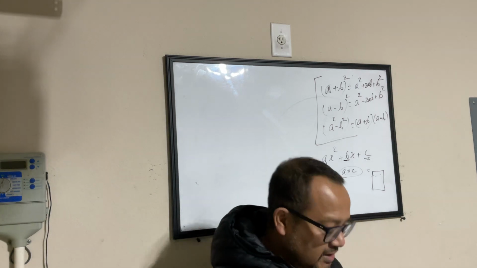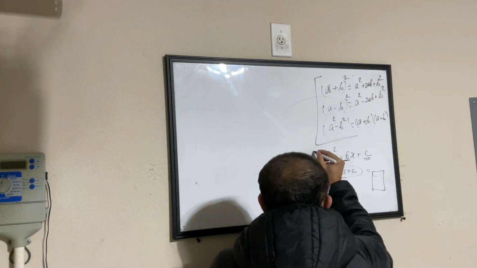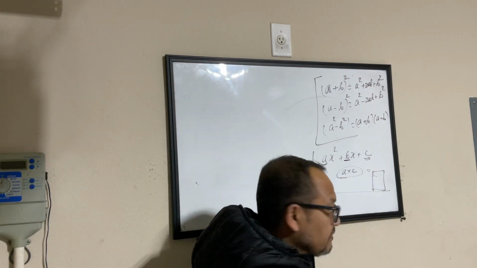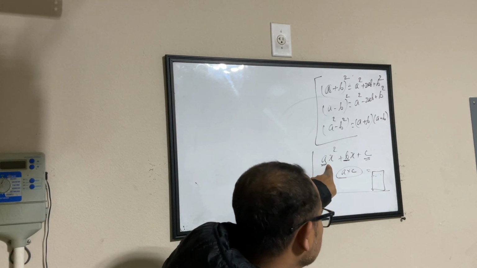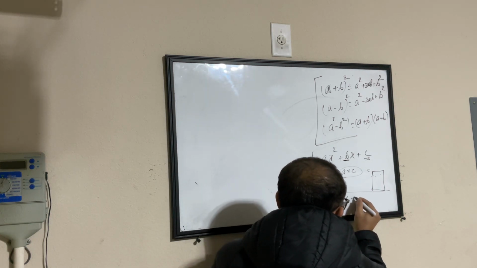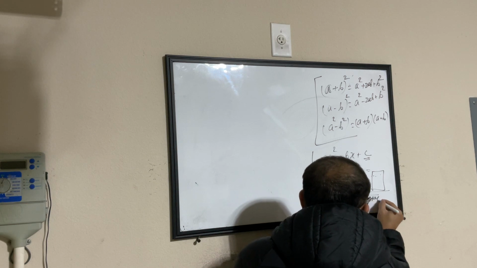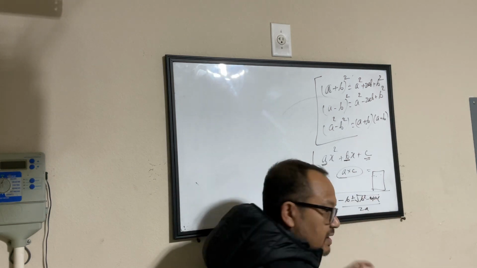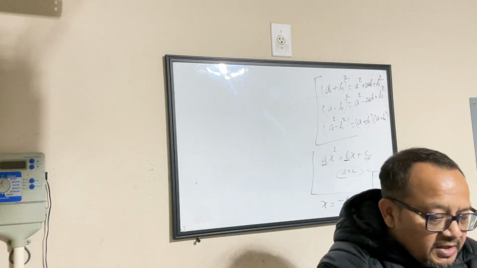So that's the second attempt. And the third one is obviously the quadratic formula, which says that if your quadratic equation or expression is in this form, which is the standard form, then the value of x is nothing but minus b plus minus the square root of b squared minus 4ac, divided by 2a.